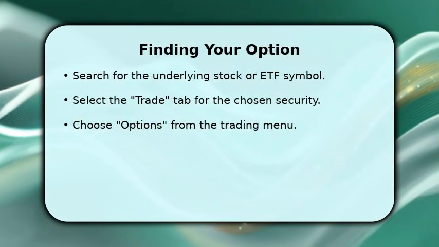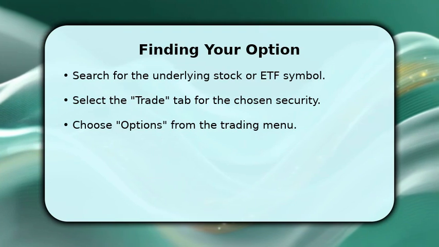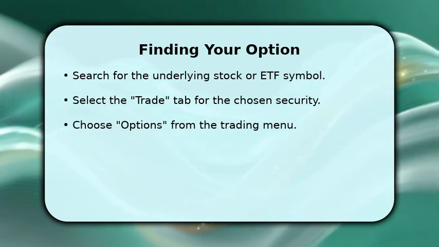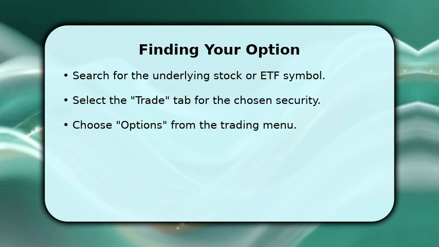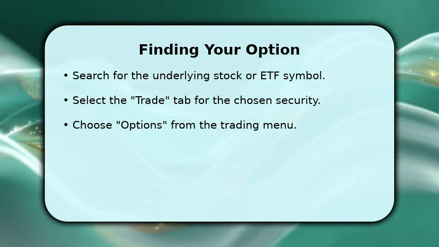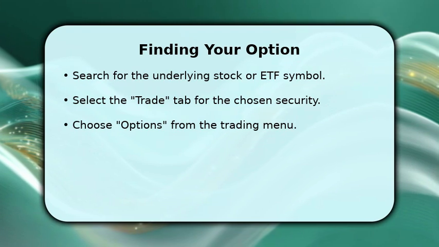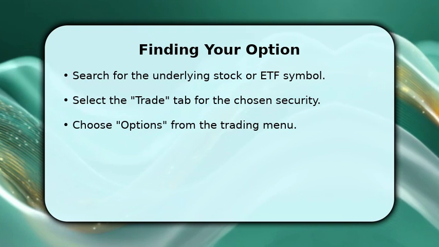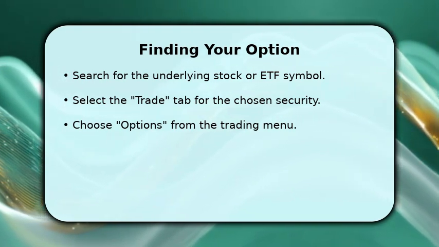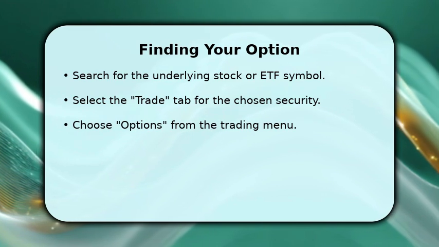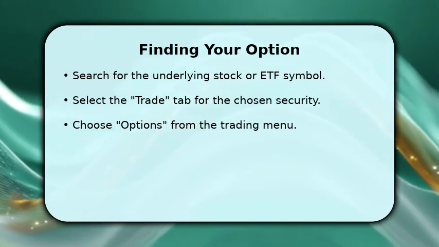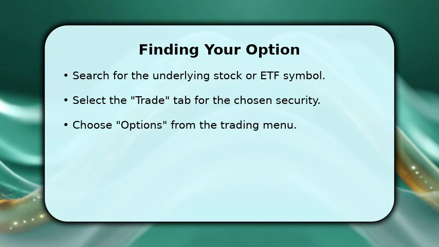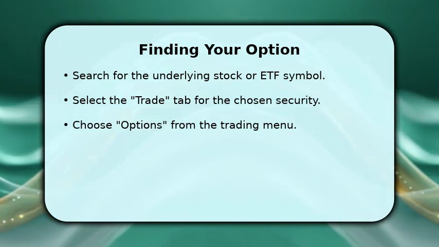Once your account is ready, open the Fidelity app and use the search bar to find the underlying stock or exchange-traded fund you are interested in. After selecting the security, navigate to its dedicated Trade tab. Within this section, you will typically find an option to select options from a drop-down or a clearly labeled button. This will take you to the options chain for that specific security.